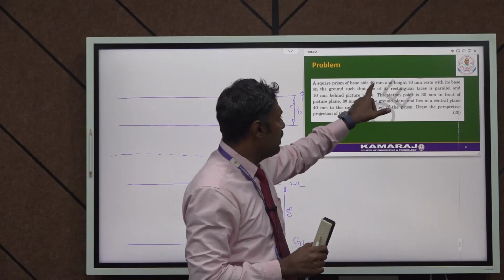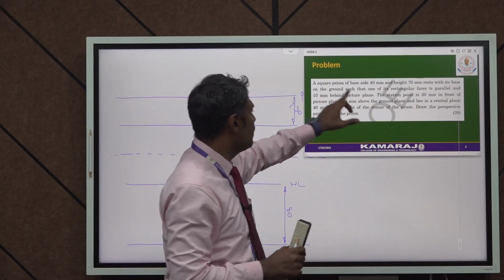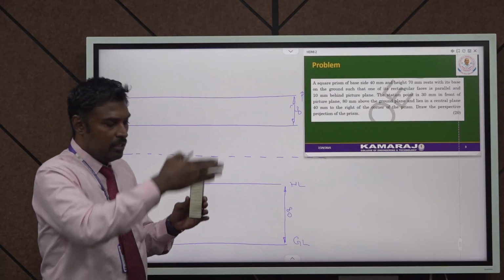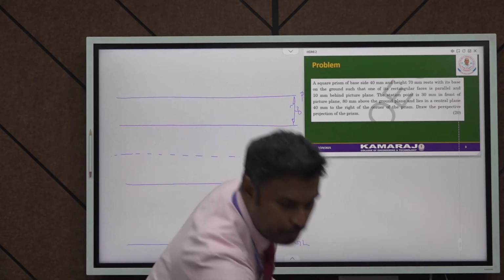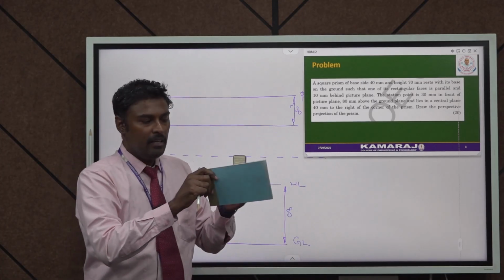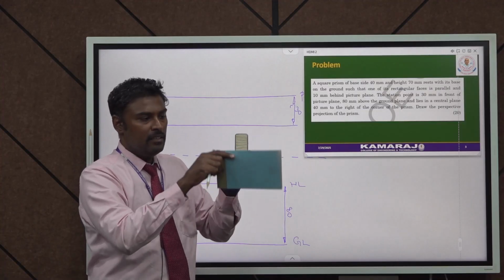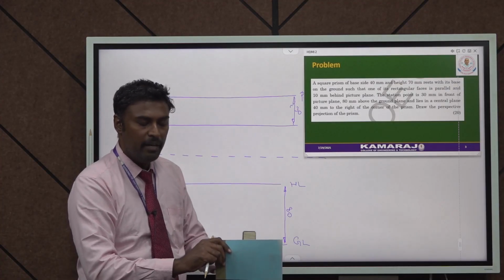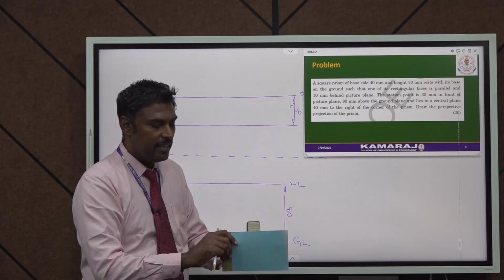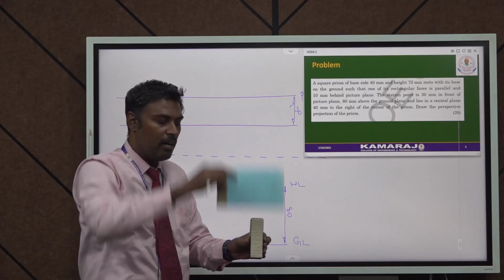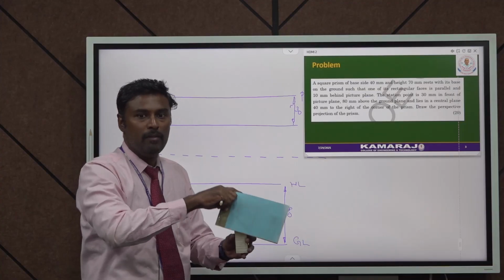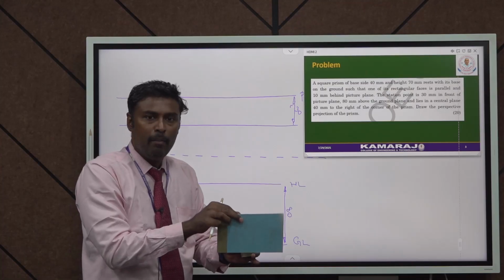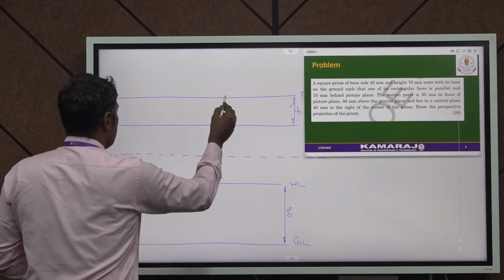The square prism of base side 40 mm rests with its base on the ground such that one of its rectangular faces is parallel to the picture plane and 10 mm behind it. So if this is the picture plane and this is the rectangular face, this rectangular face is 10 mm behind the picture plane. If you look from the top, the square face is visible, and one of the bottom sides of the square is 10 mm behind the picture plane. So this is the picture plane.